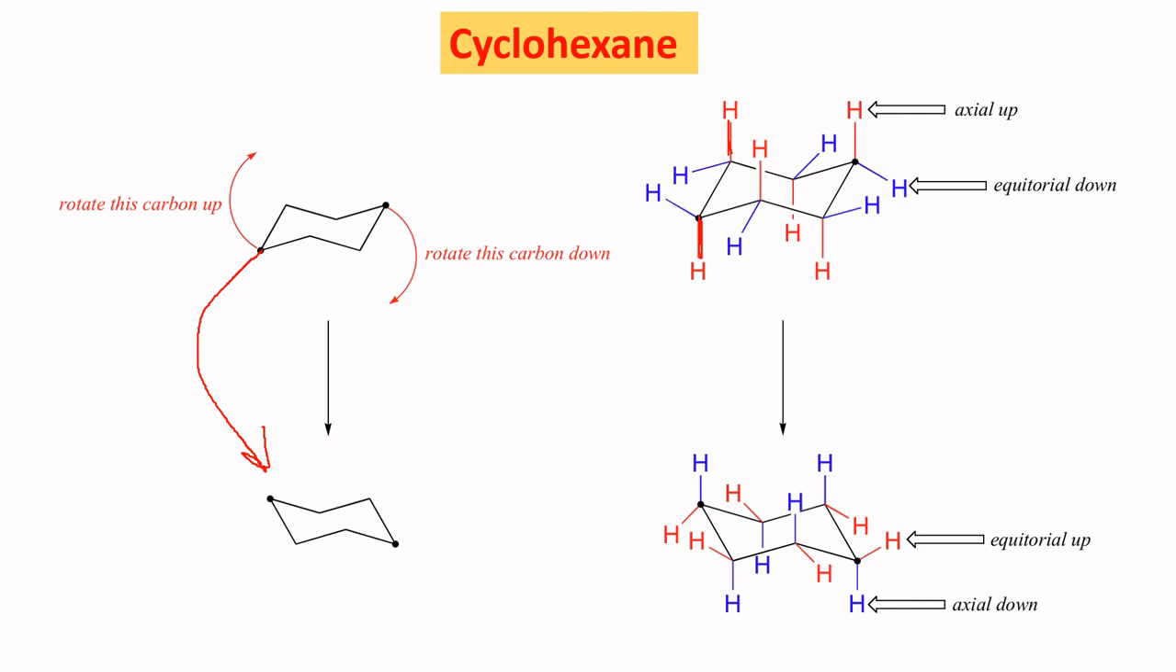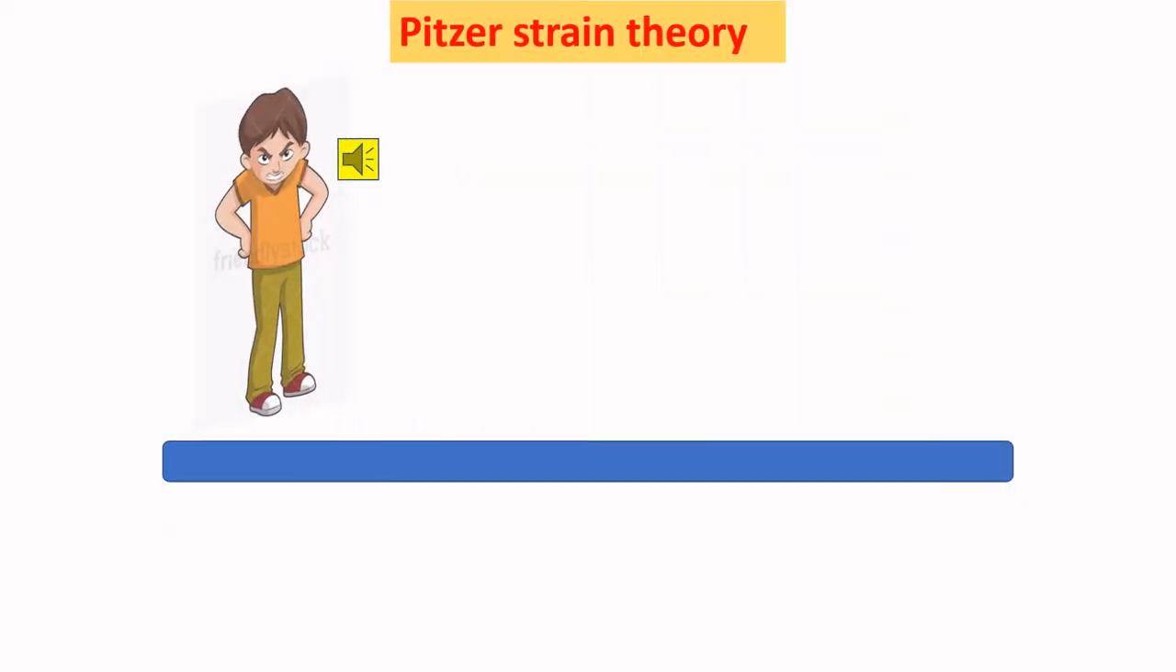Whenever ring flipping happens, the axial hydrogens will become equatorial hydrogens, and the equatorial hydrogens will become axial hydrogens. This is the important phenomenon that exists in cyclohexane. Now we'll see what is Pitzer strain. For Pitzer strain, I am giving you a scenario which will be helpful for you to understand the topic. Okay, so look here.